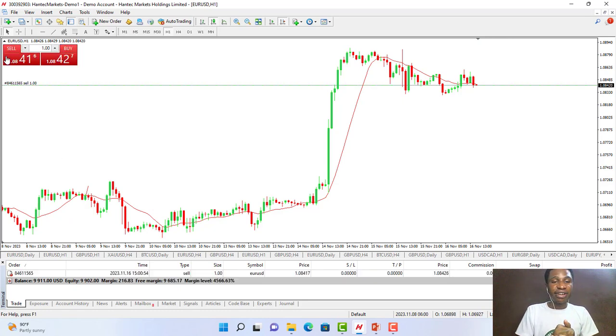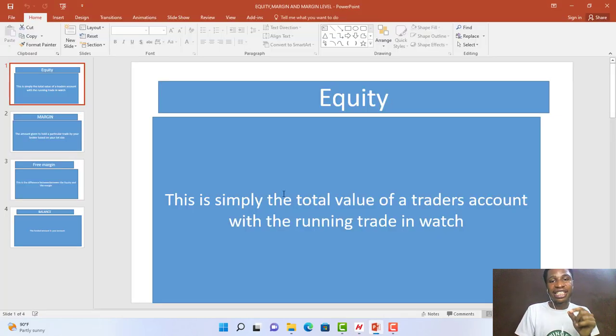So when you place a trade right now, what happens? You can see the balance is now different from the equity. What do I mean? Let me define it again. Equity is simply the total value of a trader's account with the running trade in watch.